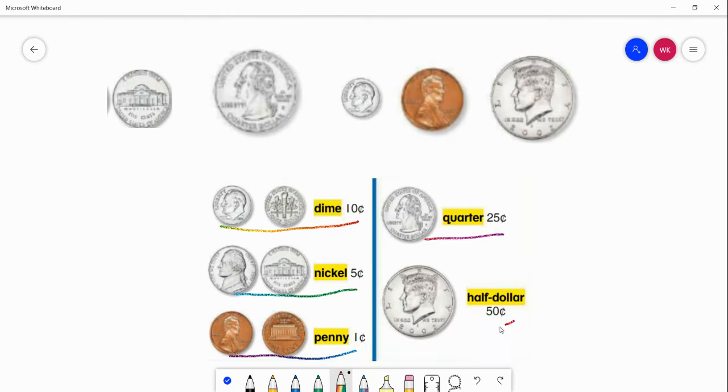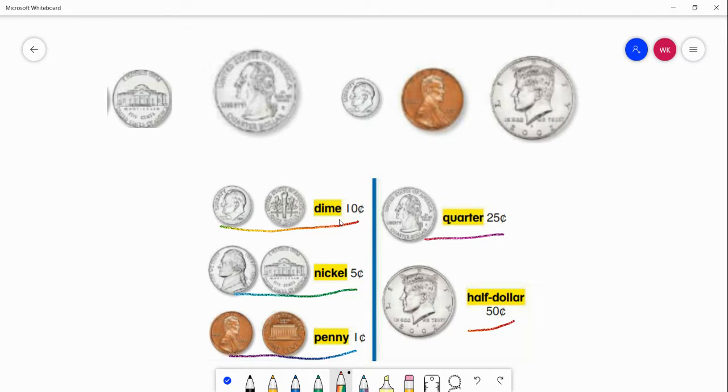And then usually you don't see these often, but they're called a half dollar. These are bigger coins and they are worth 50 cents. So before we start, I just want to make sure you know if you have 100 coins, that means you have $1. So 100 coins is $1.